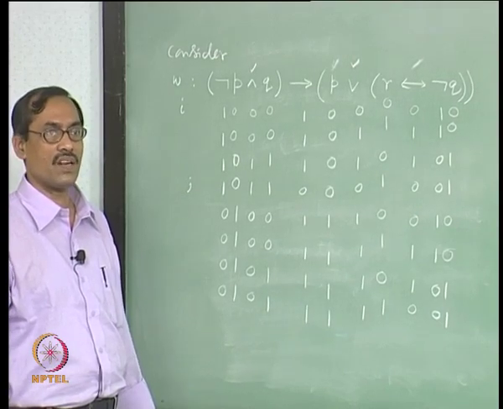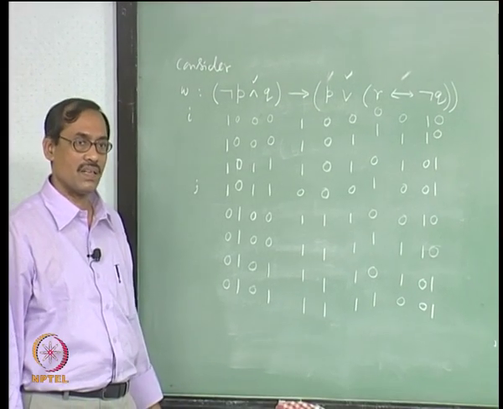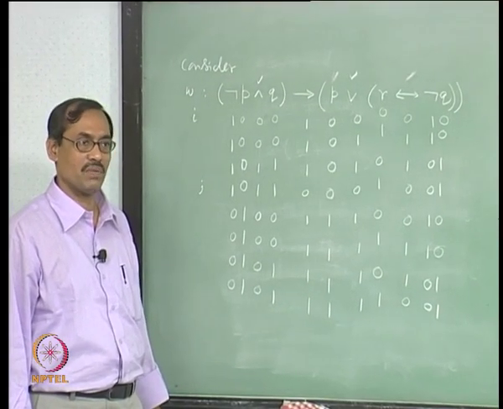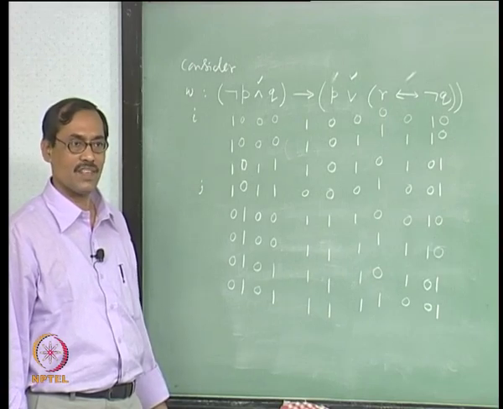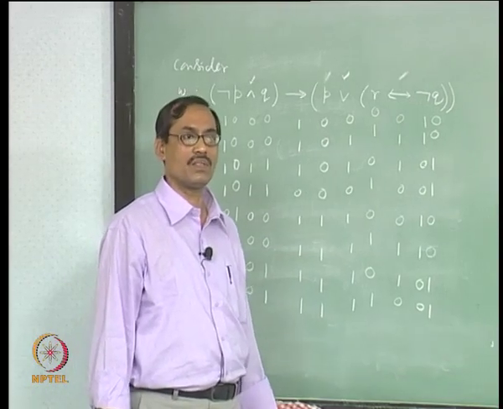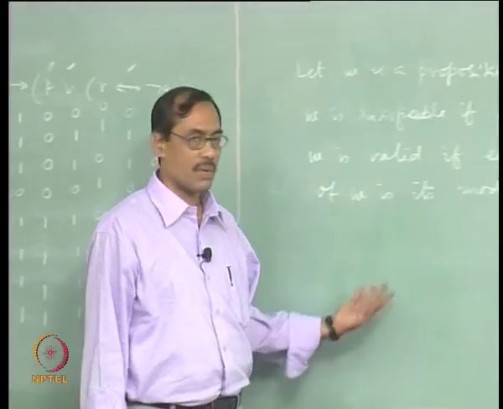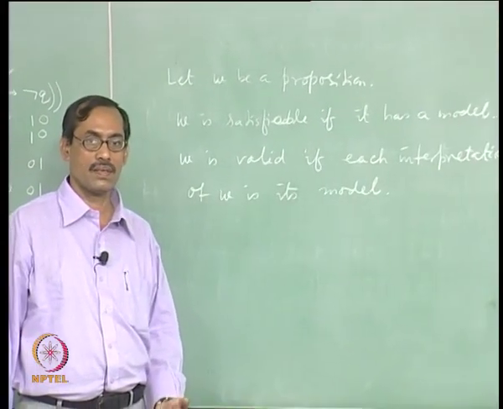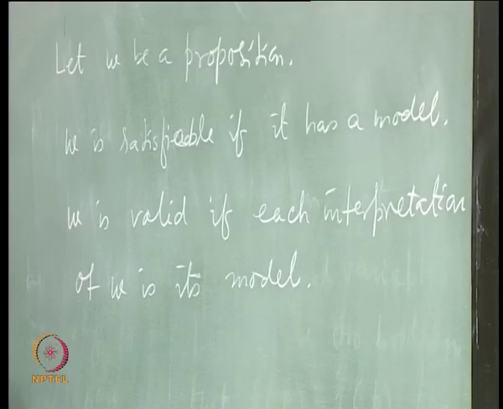but you can give examples of valid propositions. For example, P or not P, right, it will be valid, but there is another basic thing which is valid. Can you tell me what it is? Top is a valid proposition because every interpretation of it evaluates it to 1 by definition, okay. And bottom is invalid and also unsatisfiable, right.